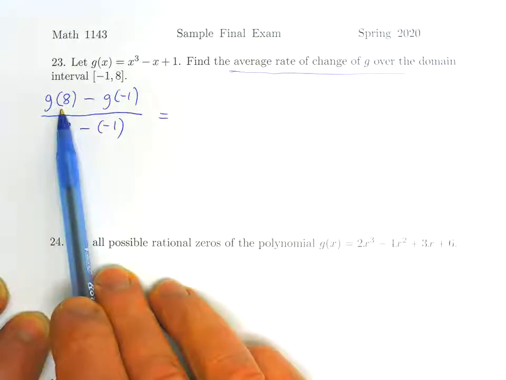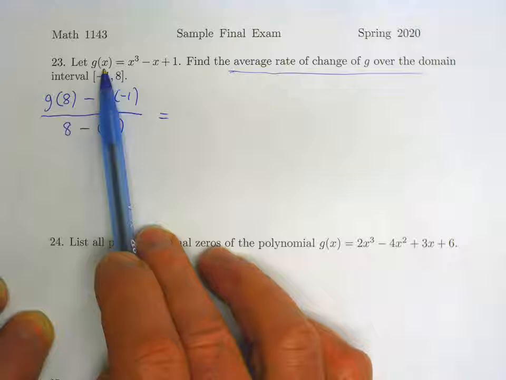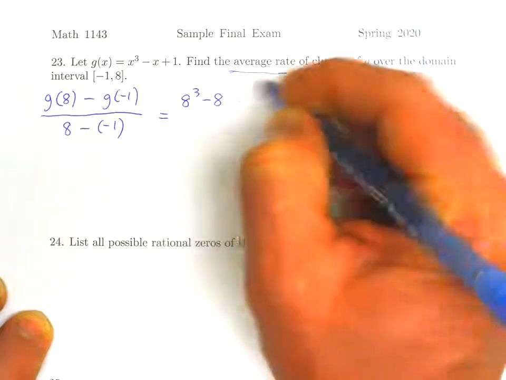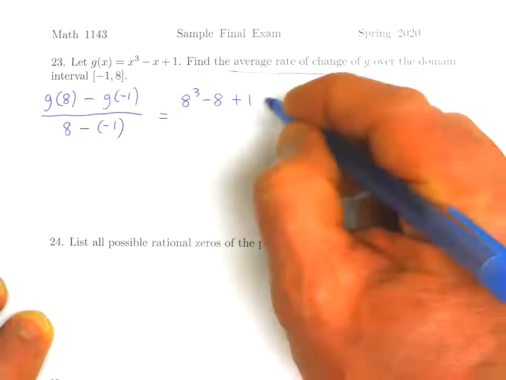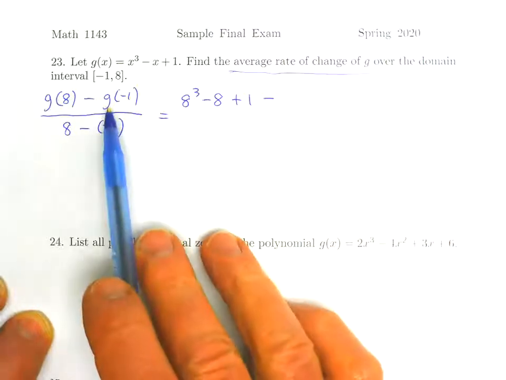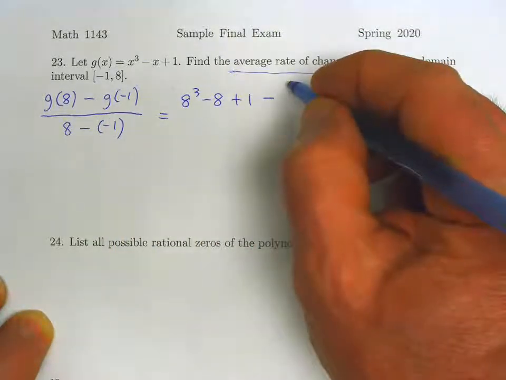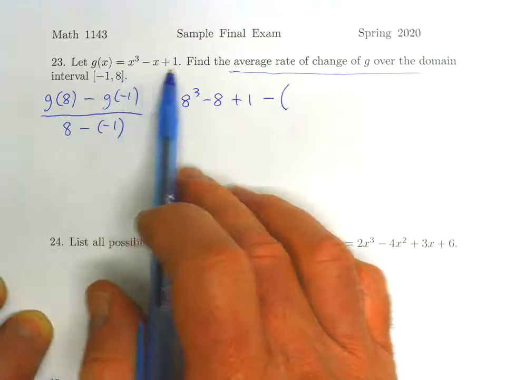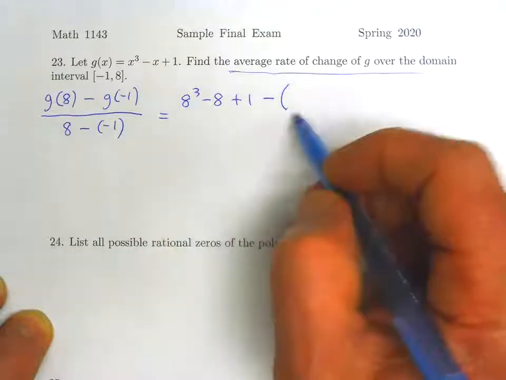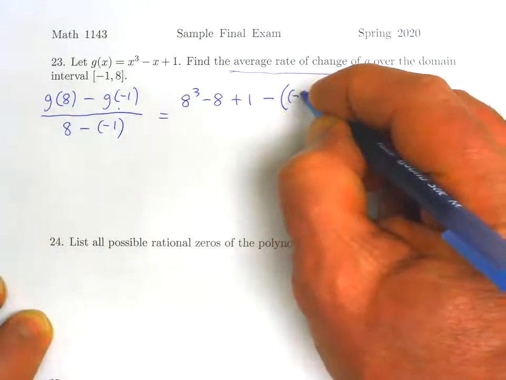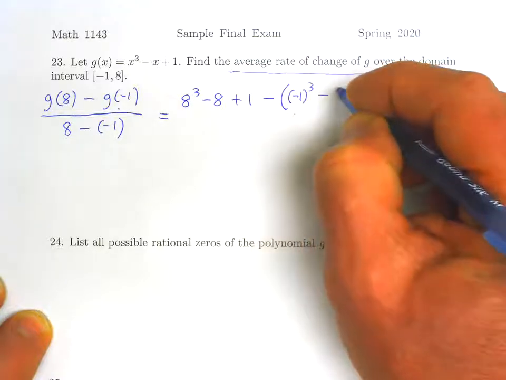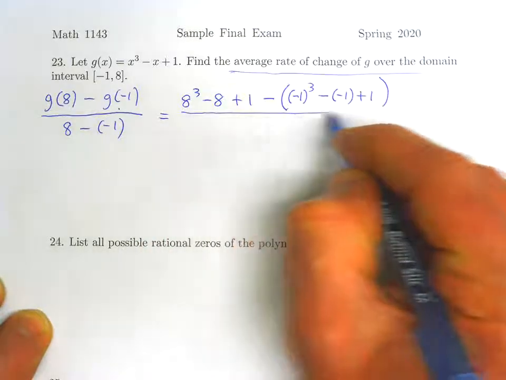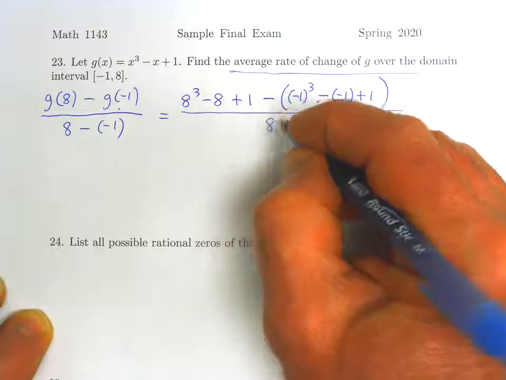And then g of 8 is what we get when we replace x in g of x with 8. So g of 8 is 8 to the third minus 8 plus 1. And we're subtracting g of negative 1. So put that in parentheses since g of x has 3 terms in it. So inside the parentheses, g of negative 1, that's the number negative 1 to the third minus negative 1 plus 1. And then we're going to divide it all by 8 minus negative 1, which is 8 plus 1.